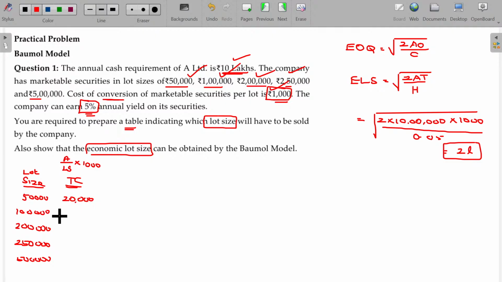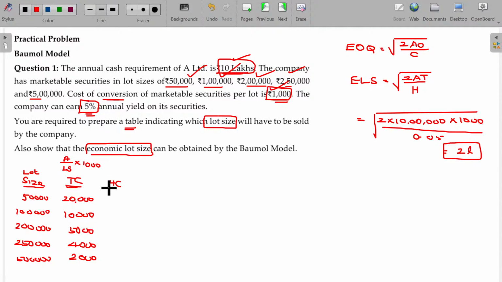Here 10,000. If it is 2 lakhs means 5 orders, 5 into 1000, 5,000. 2.5 lakhs means for every annual requirement 10 lakhs divided by 2.5 lakhs, 4 times into 1,000, 4,000. The lot size is 5 lakhs: 10 lakhs divided by 5 lakhs, 2 into 1,000, 2,000 rupees.